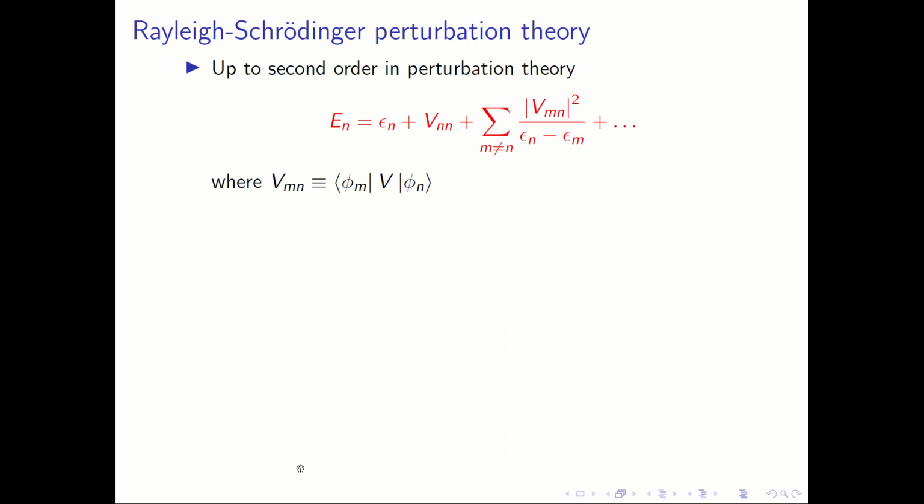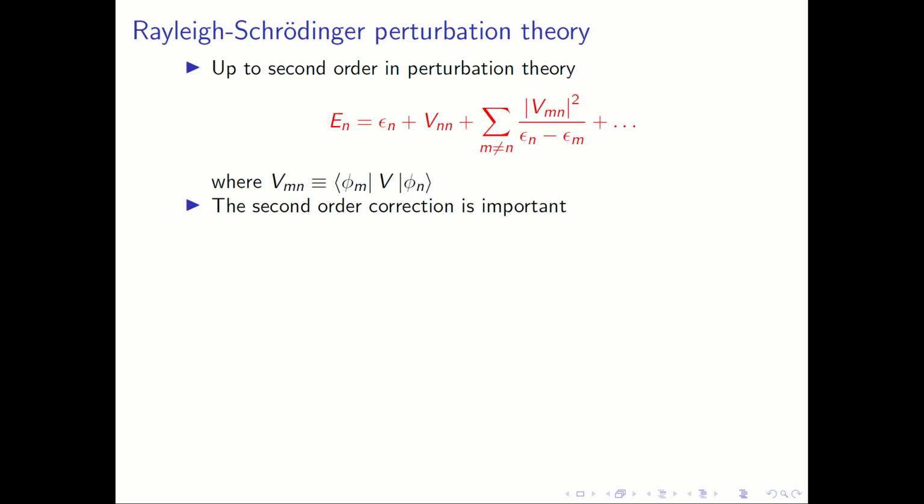So some remarks here. Up to second order in perturbation theory, En simply turns out to be epsilon n, where we are putting back lambda equals 1. So we have the full Hamiltonian H equal to H0 plus V. The nth energy eigenvalue En turns out to be epsilon n, which is En0, plus Vnn, which is En1, plus |Vmn| squared by epsilon n minus epsilon m, summed over all m not equal to n, where Vmn is nothing but this shorthand. And Vnn is of course phi n V phi n, the expectation value in the nth energy eigenstate.